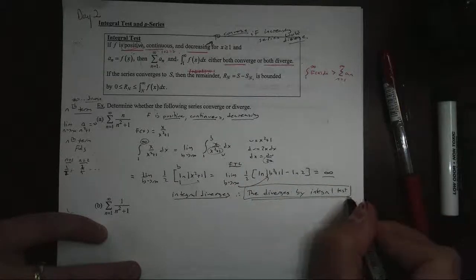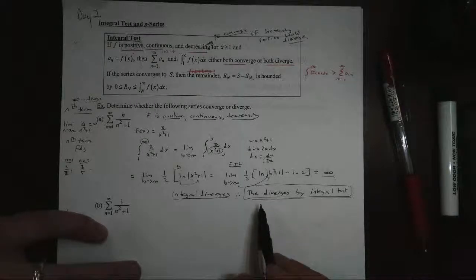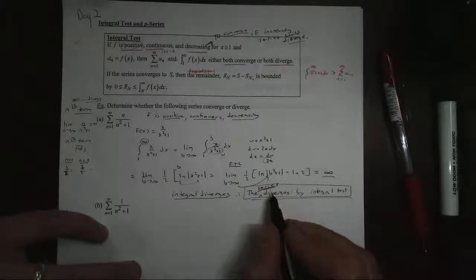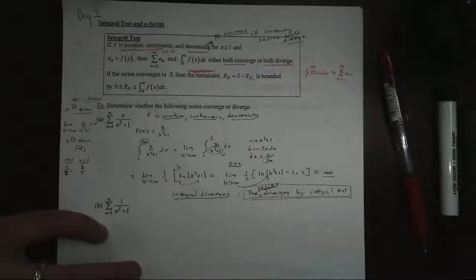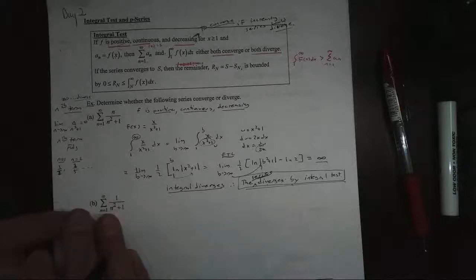And you have to put down the reason. We should say the series, excuse me. We've got to put the series diverges by the integral test. We've got to put the word series there, and you have to identify it as a series, not as a sequence, okay?